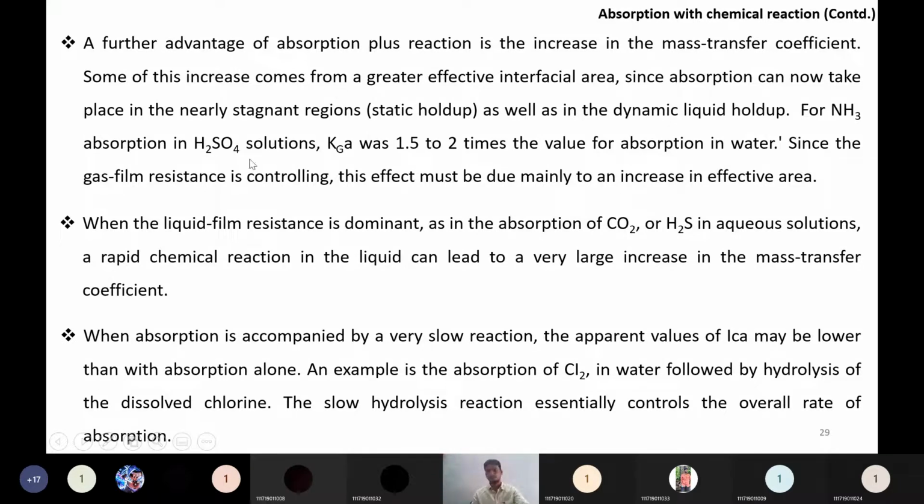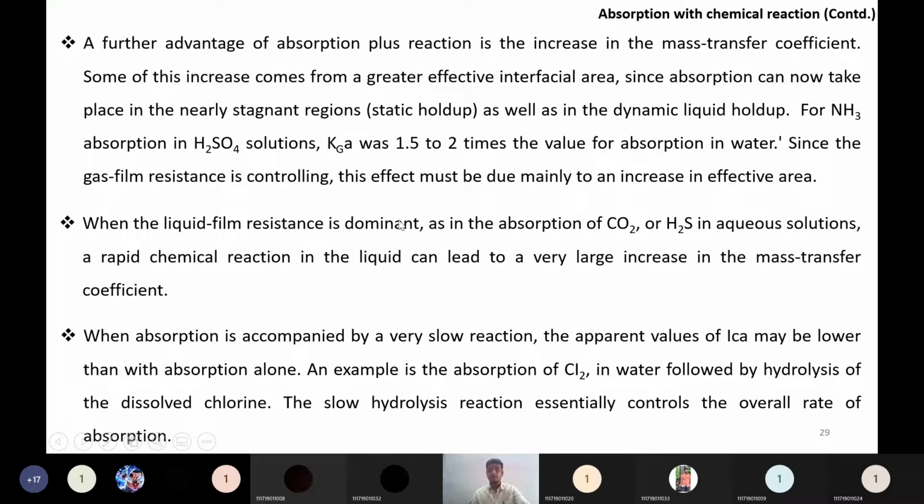For NH3 absorption in H2SO4 solution, the KGa was nearly 1.5 to 2 times the value for NH3 absorption in water. Since the gas film resistance is controlling, this effect must be due mainly to the increase in the effective area. Because of this gas film control, the increased mass transfer coefficient is everything due to the increased effective area.